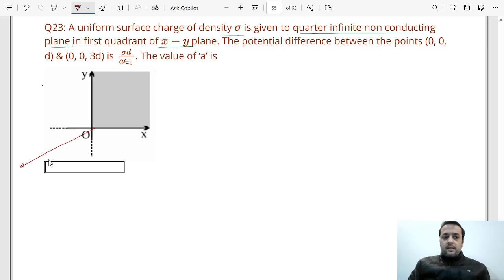All right. Now look, somewhere over here there's a point 0,0,d. So let's call this point A. Okay, this point I'm calling A, 0,0,d, and this is 0,0,3d. So let's call this point B. Okay, this point is B.